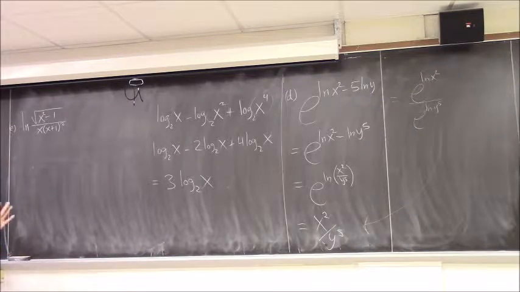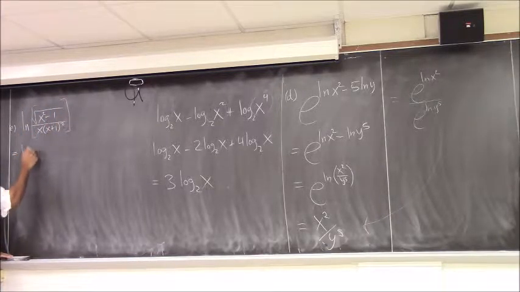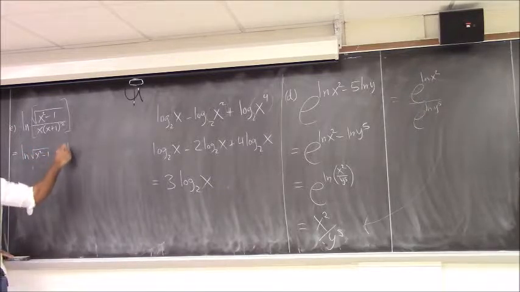Let's break it down into simpler steps, one rule at a time. What would you do first? Yeah? You could make it ln of the radical of x squared minus 1 minus ln of x minus x plus 1 squared.